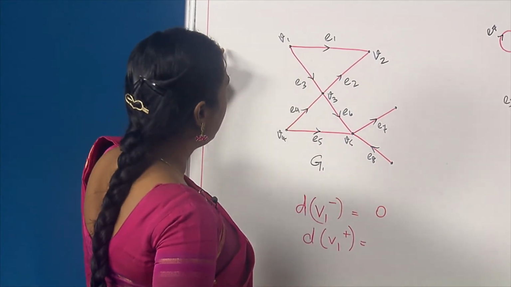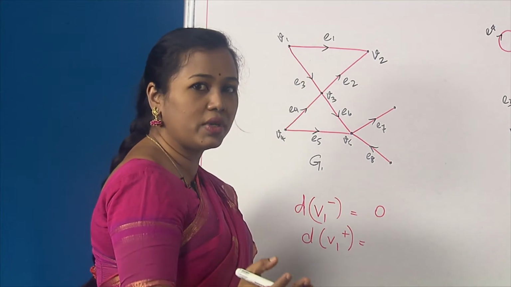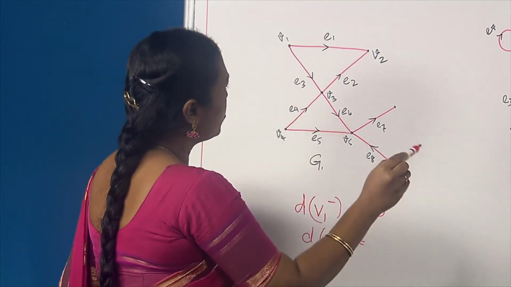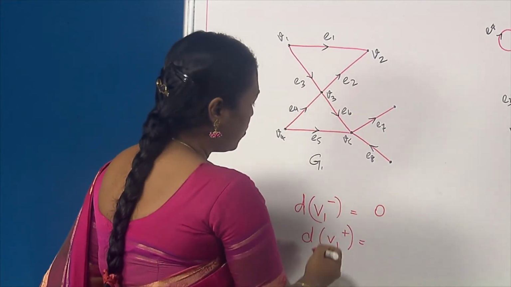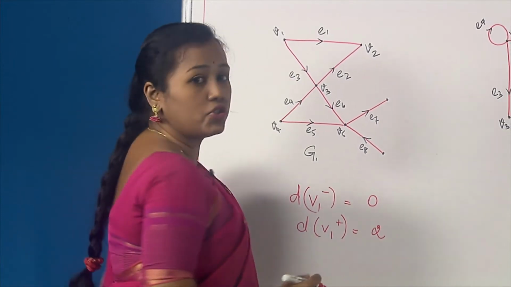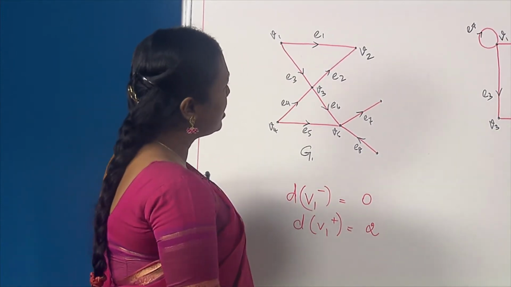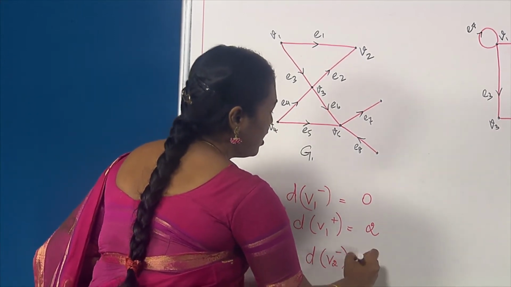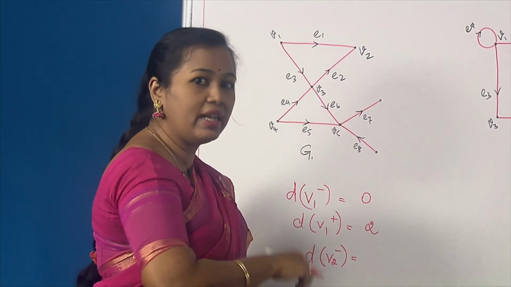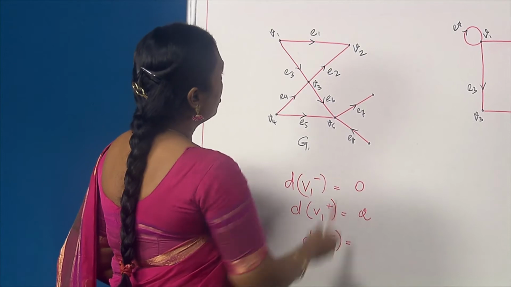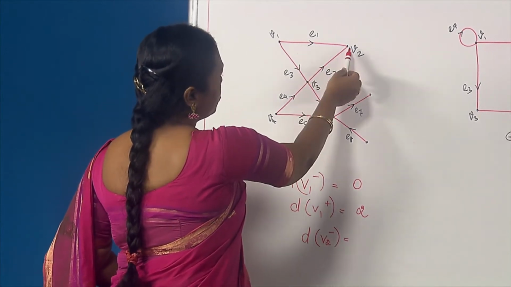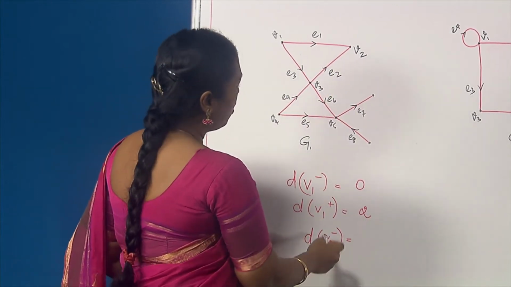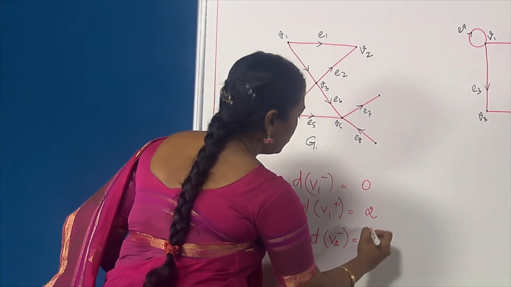d+(V1) means how many edges are going outwards of V1. Clearly you can see E1 and E3 going outwards. The arrow is marked outwards, and therefore d+(V1) is equal to 2. And let us come to the next vertex, namely V2. d-(V2) means that we are going to calculate the in degree. There are two edges coming into V2. You can see E1 going into V2 and E2 going into V2, and therefore d-(V2) is equal to 2.